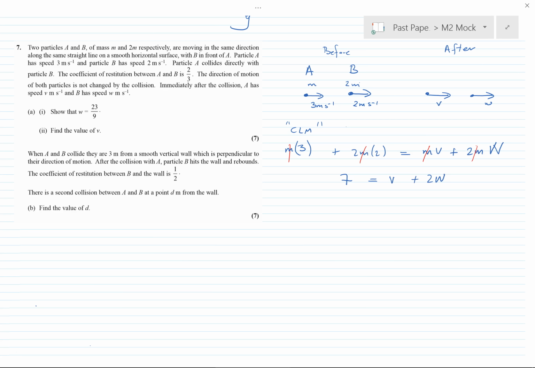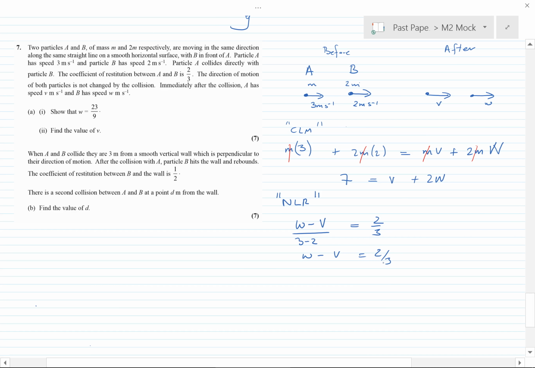Now then we've got Newton's experimental law, or Newton's law of restitution. Here we're told speed of separation over speed of approach is equal to the coefficient of restitution, which is giving us 2/3. Now, B is going away from A with relative speed W minus V. Obviously, A is going towards B with 3 minus 2, and that equals 2/3. So we have W minus V equals 2/3.